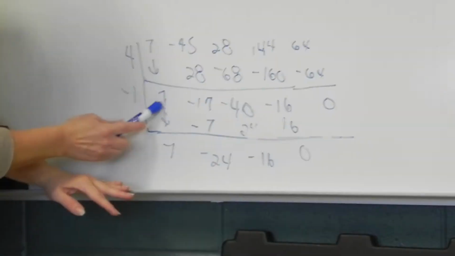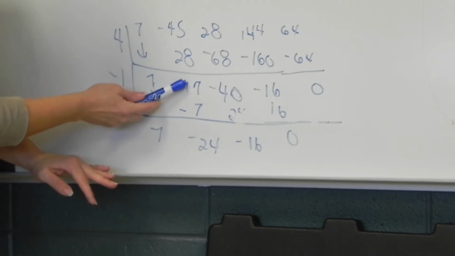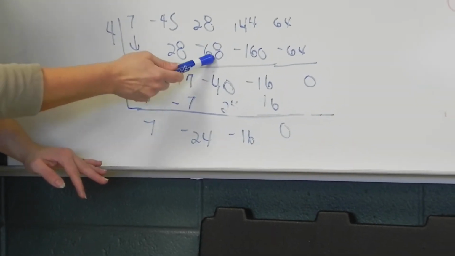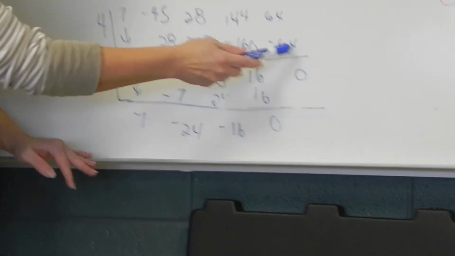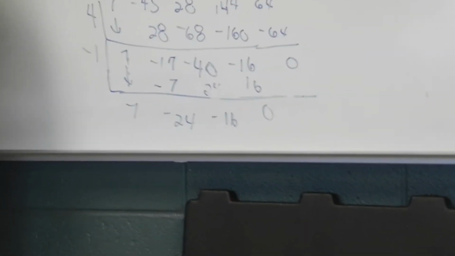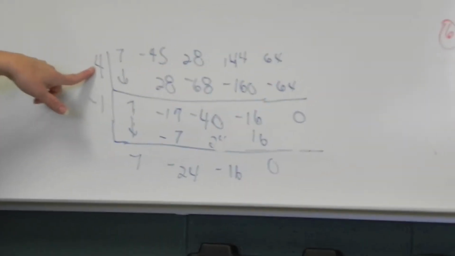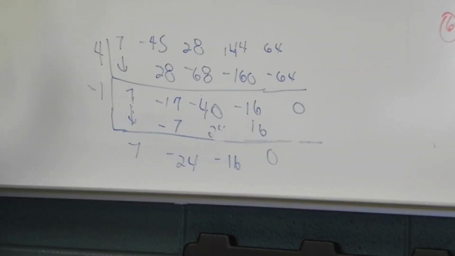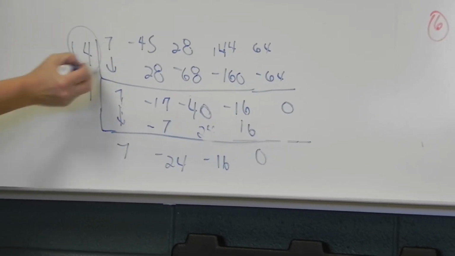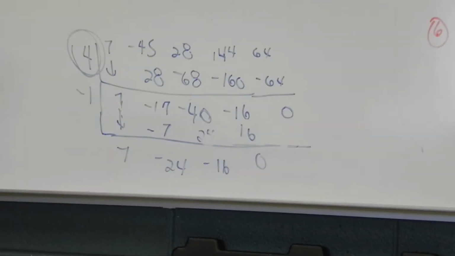I got my 0 in synthetic division. I brought down my 7, multiplied to 28, added was negative 17, multiplied negative 68. I worked my way across. If you get a remainder of 0, that means this number is a 0, or it's called the x-intercept, what it looks like when you graph. So we have found one of the x-intercepts at 4.